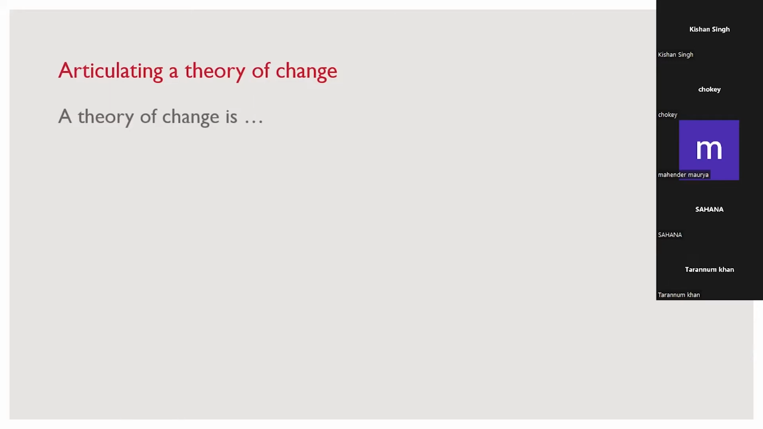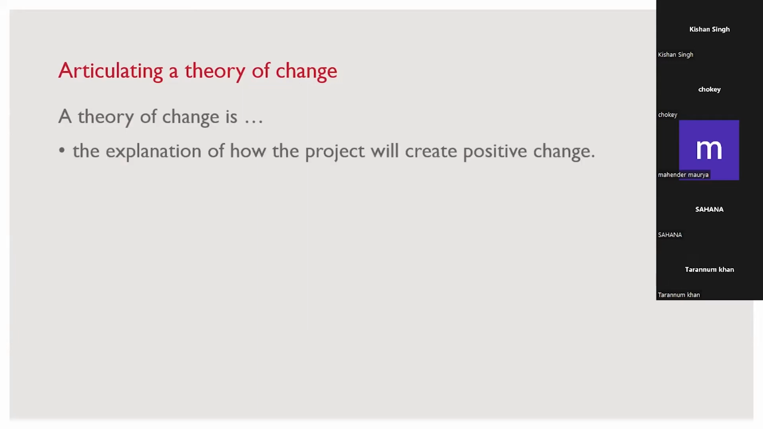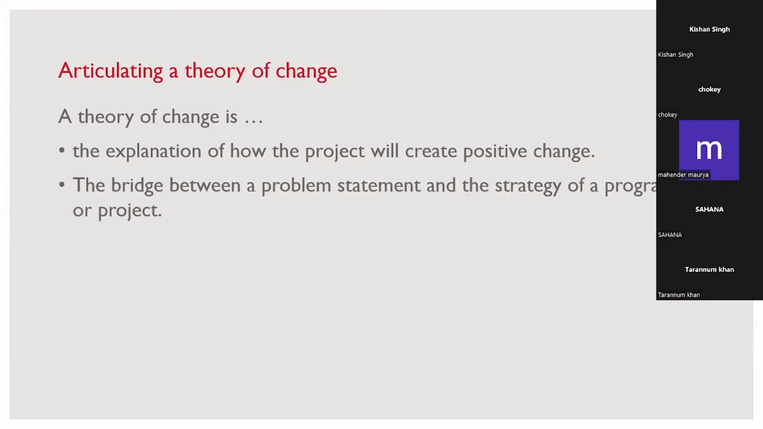I'm going to move forward with starting to talk a little bit about theories of change. The most common way to articulate your project logic that we just talked about on the last slide is through a theory of change. A theory of change is the explanation of how the project will create positive change. That's the bottom line of it. It serves as a bridge between a problem statement and the strategy of a program or project.